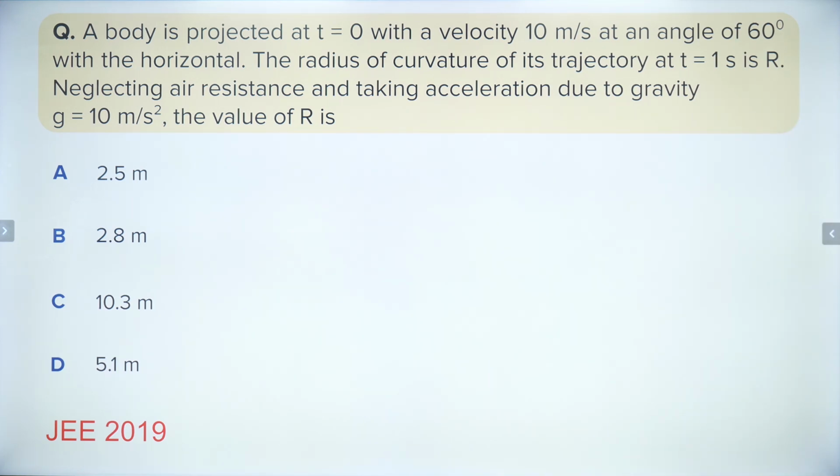It's a JEE 2019 question. It says that there is a body which is projected at t equal to 0 with a velocity 10 meter per second at an angle 60 degree with the horizontal. Looks like a projectile question.